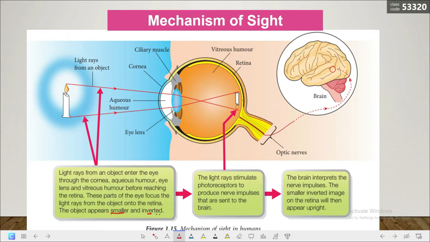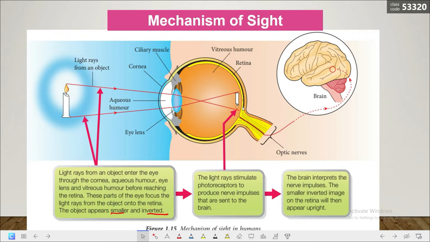Smaller and inverted. You have to know the characteristics of the image that forms on the retina: smaller and inverted. Then after that, the light ray will stimulate the photoreceptor. We just learned that at the retina there are photoreceptors, and inside the photoreceptors there are the rod cells and the cone cells. These rod cells and cone cells will produce the impulse that will be sent to the brain.